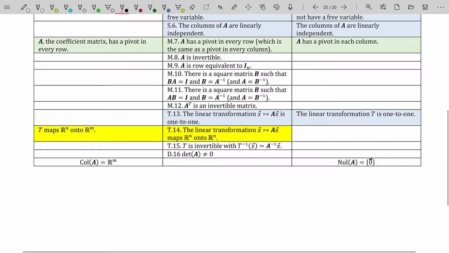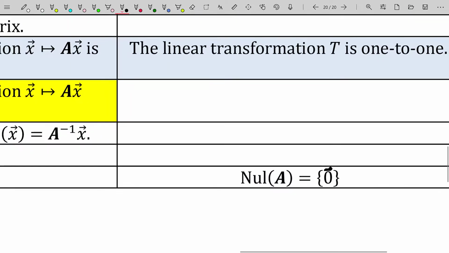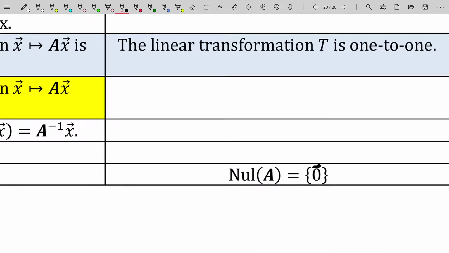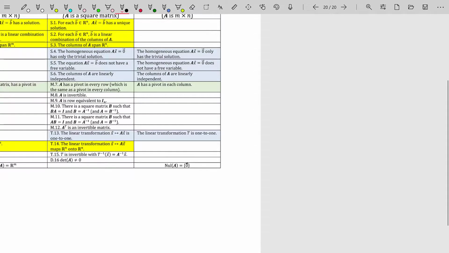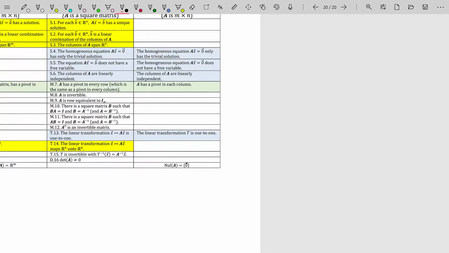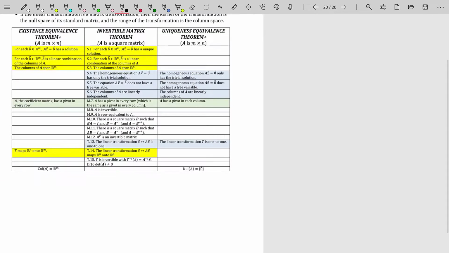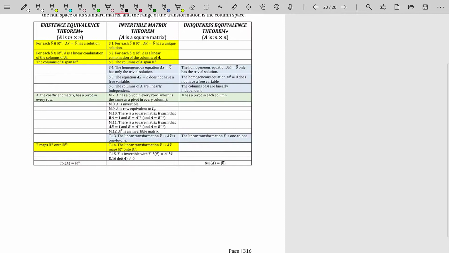And likewise, the null space of A just being the 0 vector means that Ax equals 0 only has a trivial solution. The homogeneous equation doesn't have a free variable. The columns are linearly independent. A has a pivot in each column, and the transformation is one-to-one. We will continue to build onto this theorem as we move forward, but it's nice that we keep it in our line of sight throughout linear algebra.